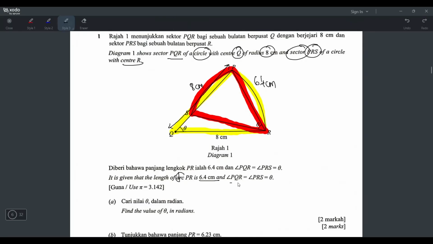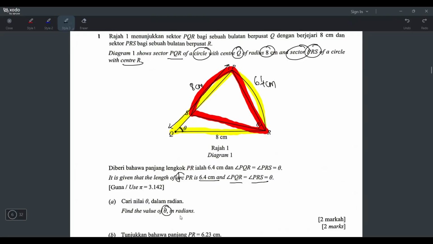There's still information here: angle PQR and angle PRS are equal to theta. Wait, what does it mean? Let's think about this. PQR is theta, and PRS is also theta. I think they are trying to tell you this theta and this theta are the same size. So later after I get this angle by using the arc formula, I can copy the answer and write it here also, because they are the same angle.